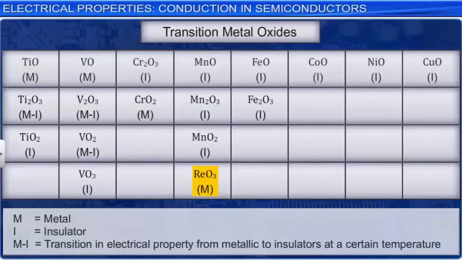Oxides like titanium(IV) oxide, vanadium(VI) oxide, and many metal(II) oxides behave as insulators. For certain metal oxides like titanium(III) oxide, vanadium(III) oxide, and vanadium(IV) oxide, there is a transition in electrical property from metallic to insulating at a certain temperature.